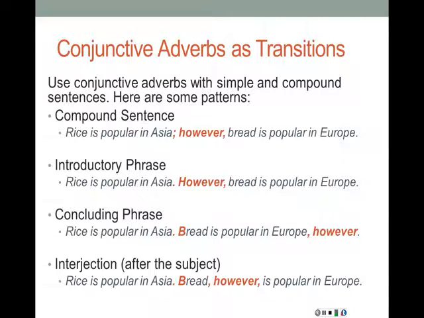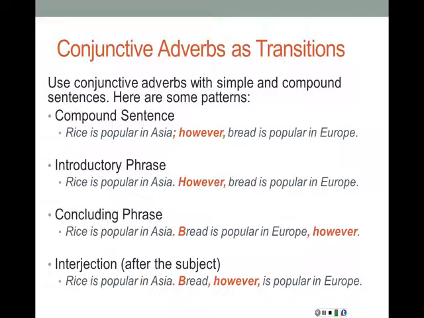Now let's talk about conjunctive adverbs as transitions. We use conjunctive adverbs also to add variety and create stronger relationships between our sentences. They are very flexible, so they can be used in different ways, either to form compound sentences or transition between simple sentences. Here are some common patterns. 1. Rice is popular in Asia, semicolon, however, comma, bread is popular in Europe. We're using the conjunctive adverb to form a compound sentence between a semicolon and a comma.